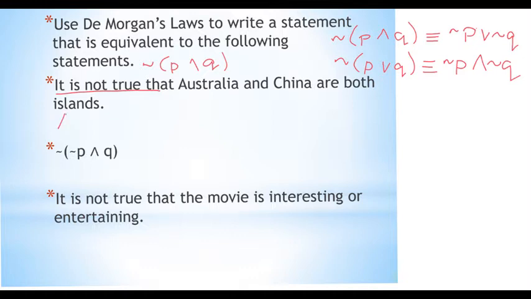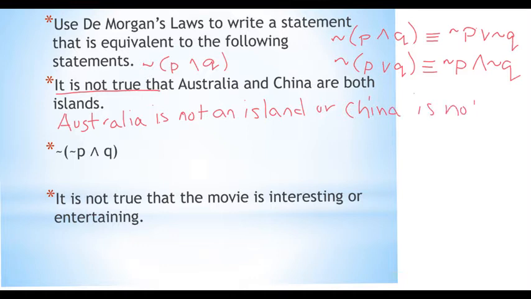So we're going to say Australia is not an island, or China is not an island.